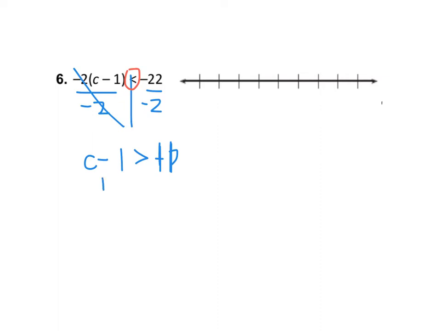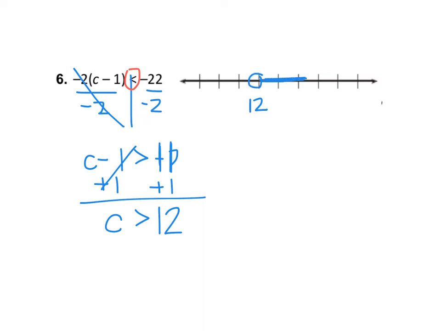All right, now we have to add our 1. And I'll have c is greater than 12. And then we'll graph that. And so I'm going to just have a 12 on here, and now it's greater than, so it's not going to include the 12, but it's going to be everything that is bigger than 12.